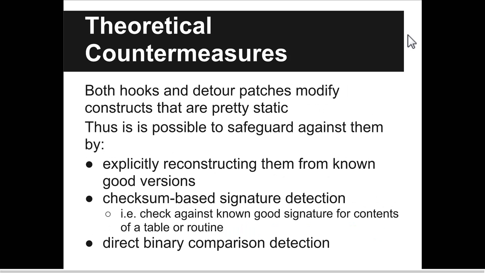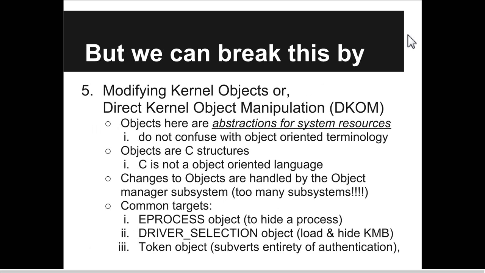So here are some theoretical countermeasures. Both hooks and detour patches modify constructs that are pretty static. So in theory, it's possible to safeguard them by explicitly reconstructing these call tables and the routines that the call tables point to with known good versions every now and then, or very frequently. You can do this with checksum-based signature detection or direct binary detection for the routines. But you can still break this, and this is through a popular technique called direct kernel object manipulation, acronymed as DKOM.